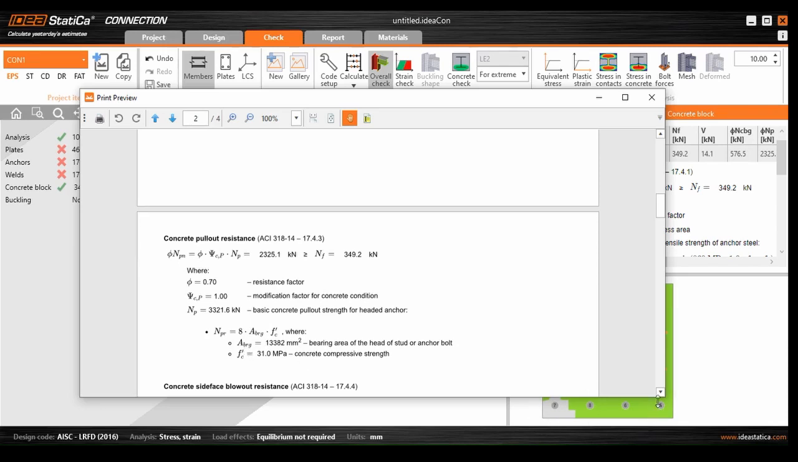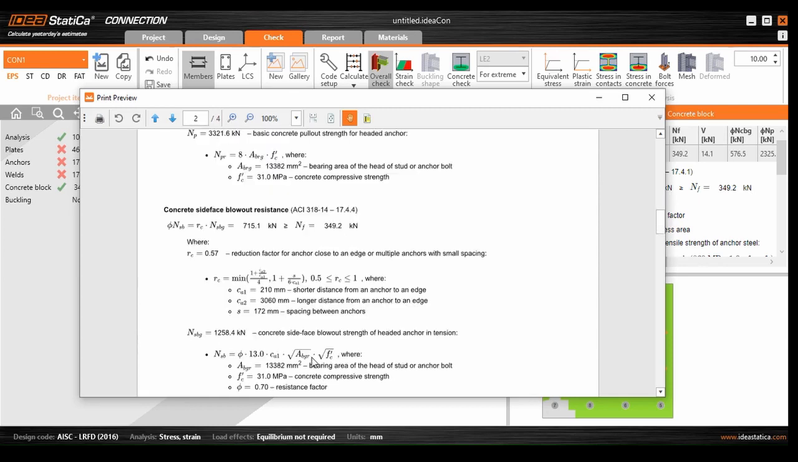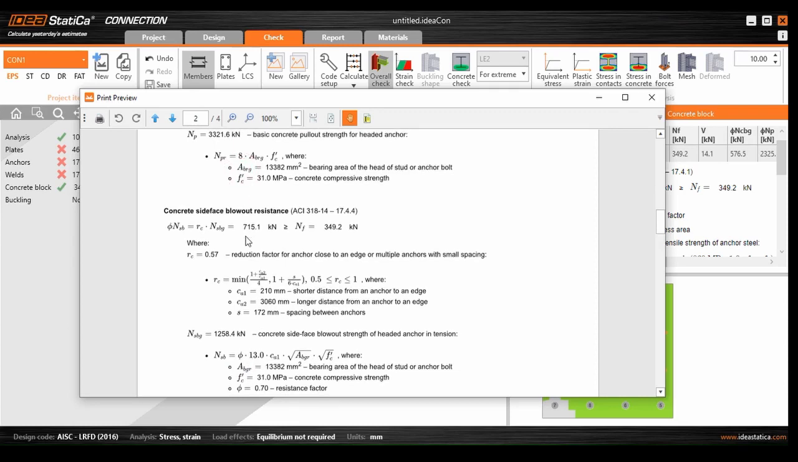And in the next part, we check concrete side face blowout resistance. It is also enough, and as you may see, these two parts, concrete side face blowout resistance and concrete pull-out resistance, are dependent on ABRG, ABRG here and here.